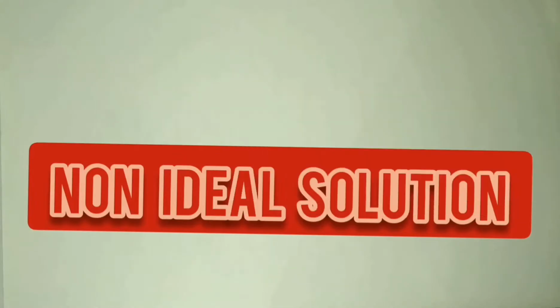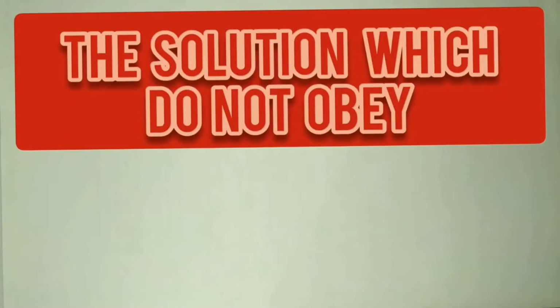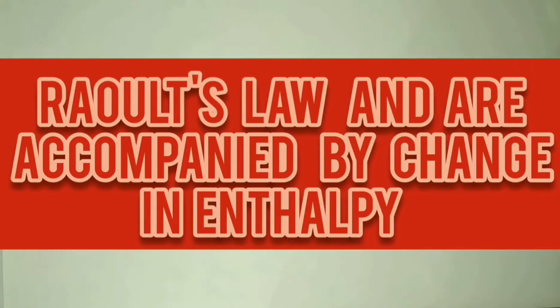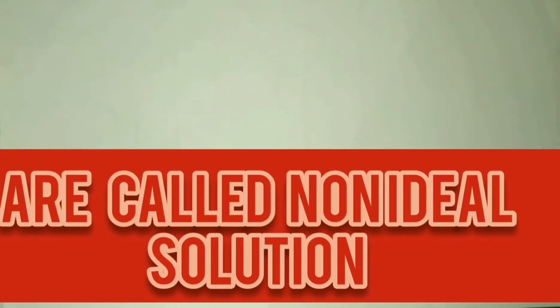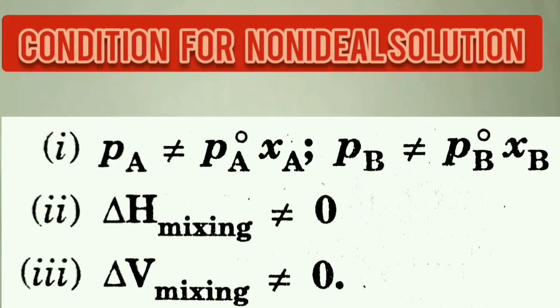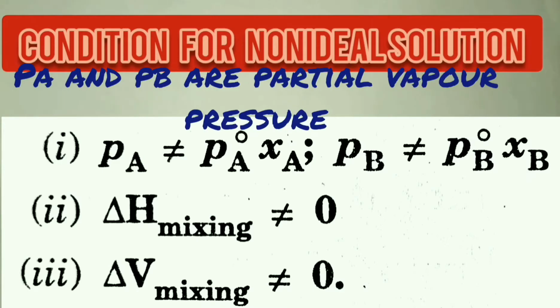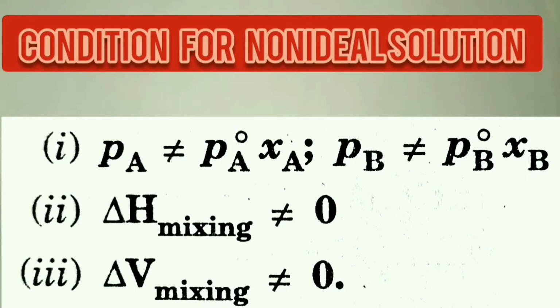Non-ideal solutions. The solutions which do not obey Raoult's law and are accompanied by change in enthalpy and change in volume during their formation are called non-ideal solutions. Conditions for non-ideal solution. Number 1: PA not equal to P naught A XA, PB not equal to P naught B XB. PA and PB are the partial vapor pressures, so it does not obey Raoult's law.